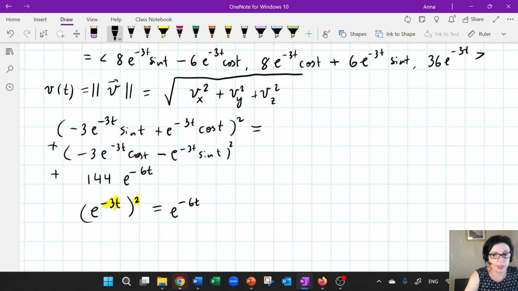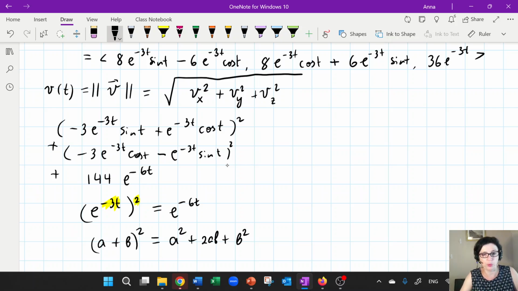Okay, so let's see. What else do we need to simplify this expression? What we need is a formula like this: a plus b squared. Hopefully you know from algebra that this is not just a squared plus b squared, that actually you have another term, 2ab, in between. So let's see if we can use that for each of these. Where does this 2ab come from? If you FOIL a plus b, you will see it.